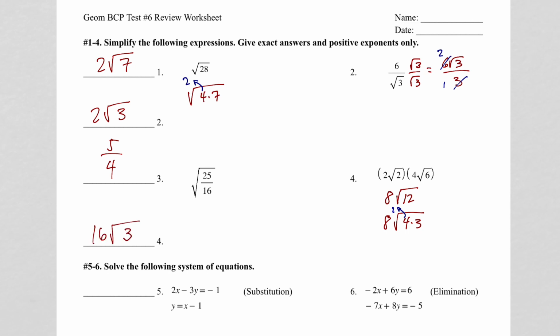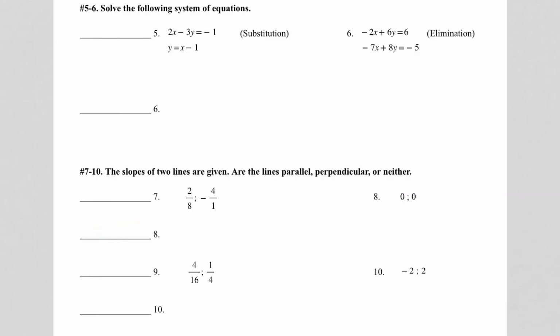To solve this by substitution, we're going to take what y is, and we'll plug it into the other equation. So we have 2x minus 3y equals negative 1, and y is x minus 1. So we'll distribute that negative 3 and get negative 3x plus 3 equals negative 1. 2x minus 3x is negative x, and we'll bring over the 3 by subtracting it. Negative 1 minus 3 is negative 4, so x is equal to 4.